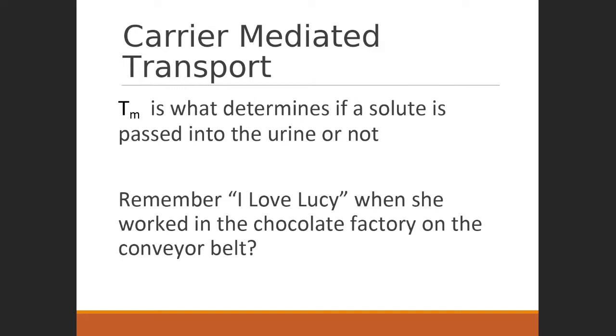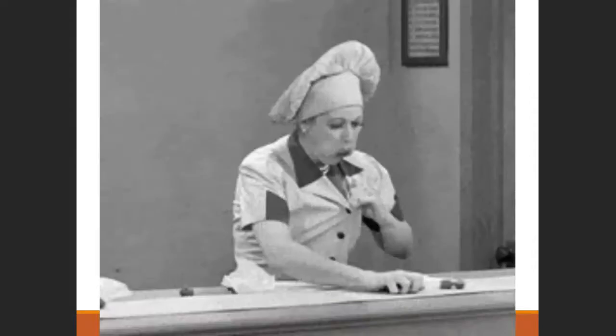There is an old TV show. I'll be honest with you, I've only ever seen one episode of I Love Lucy, and I've managed to turn it into an analogy for nephron function. Lucy had this one episode where she was working in a chocolate factory. And the chocolates are coming down a conveyor belt. And her job was to pick them up and put them in a box.